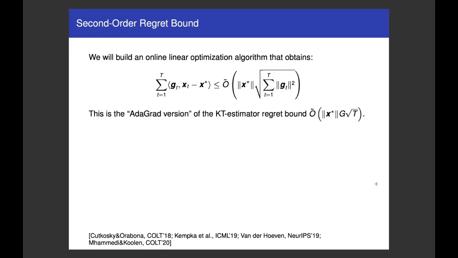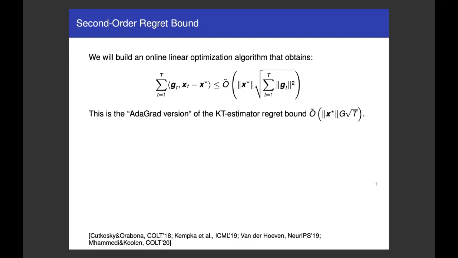All right, so let's talk about the adaptive regret bound, our first goal. This is really going to be a second order regret bound, which looks like the following. So we say the linear regret can be bounded by norm of x star times the square root of the sum of the norms of the gradient squared, where here the norm is the 2 norm. If I don't specify explicitly what kind of norm we're talking about, it's always the 2 norm.